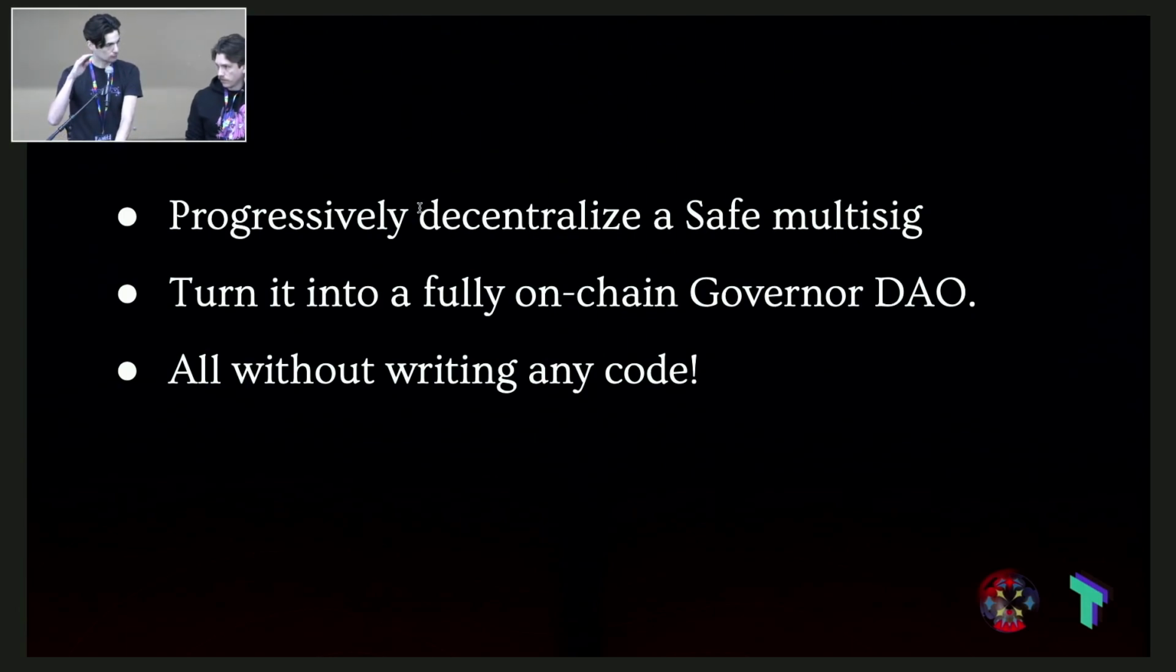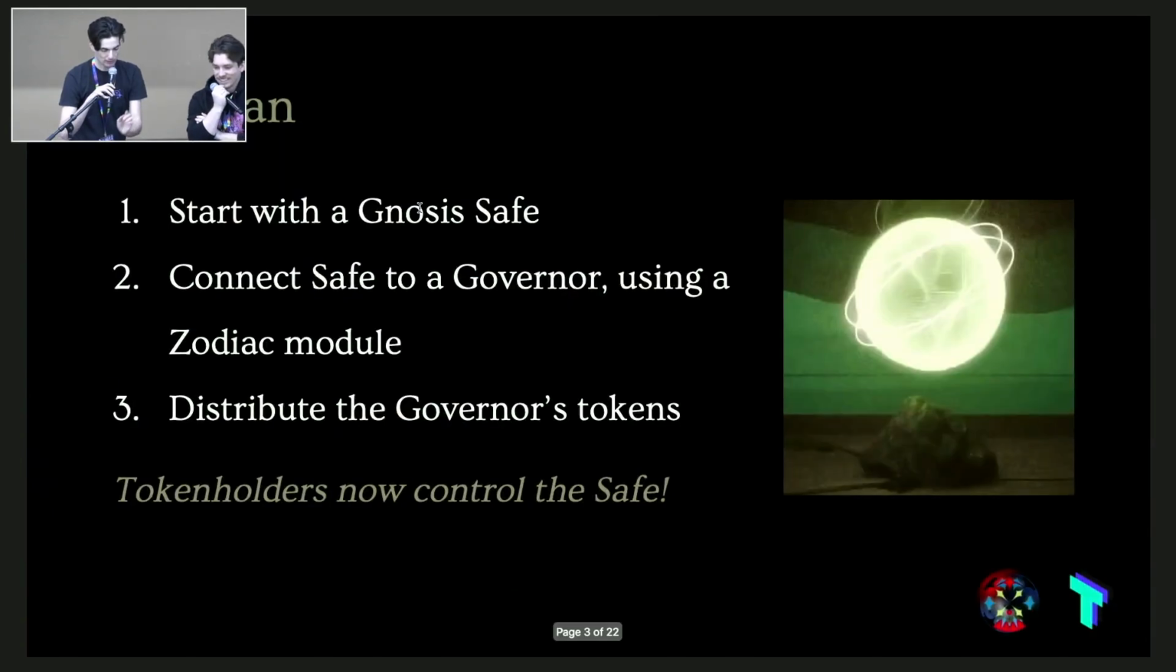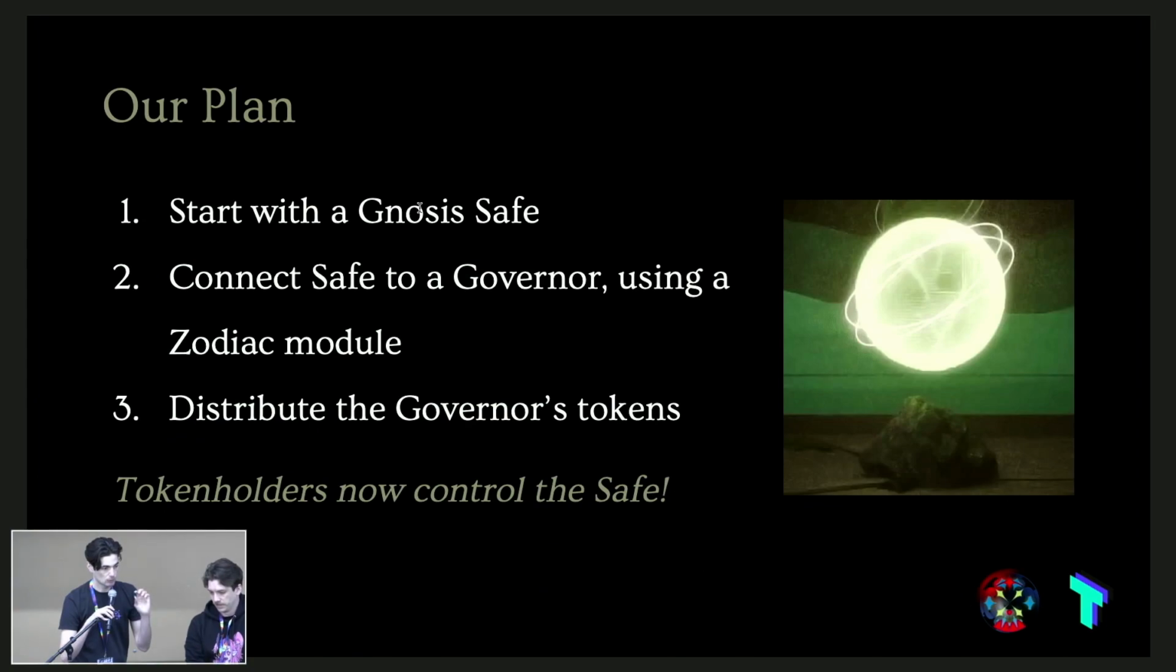So I'll talk a little bit about what the plan is, and then we will demonstrate it live, hopefully, with our Wi-Fi. But the first step is start with a standard Gnosis safe, and then we'll use a Zodiac module to connect that safe to a governor, and then we can distribute control of that. The governor is controlled by token voting, so we'll distribute those tokens to anyone who wants some, and then we will all collectively control the safe.